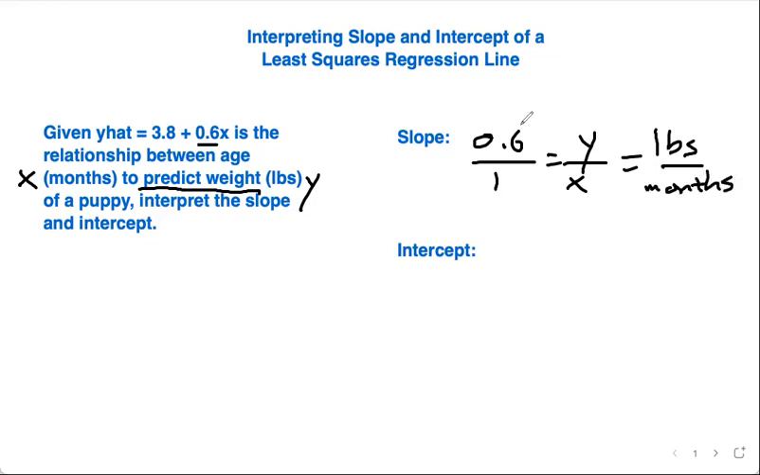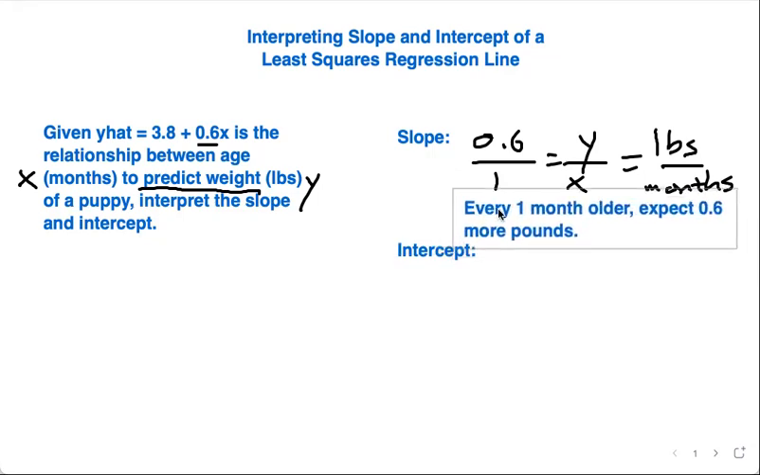So this is how I recommend you set it up every single time. Whatever the slope is, again, put it over 1. Write out y over x. Write out what y is, what x is, and then you're going to be looking for an answer that says something along the lines of, for every 1 month older, I expect 0.6 more pounds. And if it was negative, well, then in that case, I would go ahead and say less pounds.